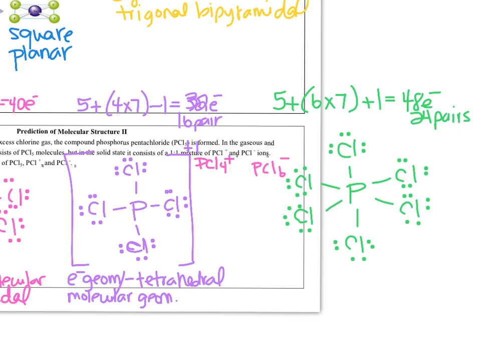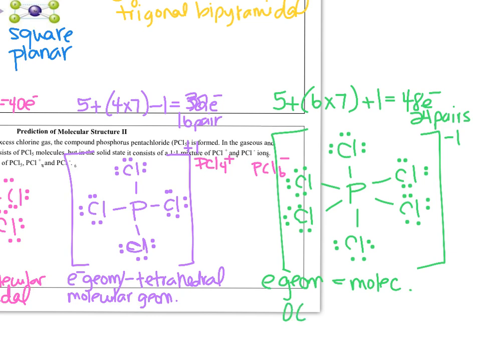Okay. It's an ion, so I want to make sure I draw my brackets like I did before with a minus 1. Okay. So then my electron geometry on this one, notice no lone pairs again, is going to be the same as the molecular geometry. Those are going to be the same. And so since there's 6 things around the center, that one's going to be octahedral.